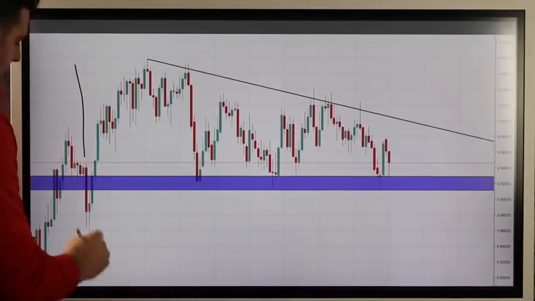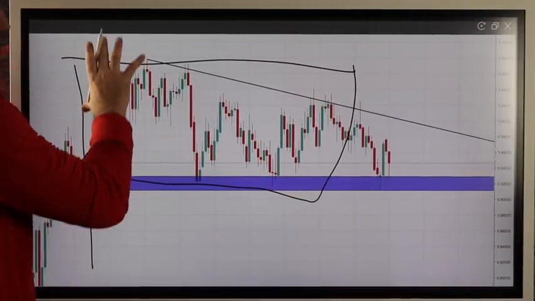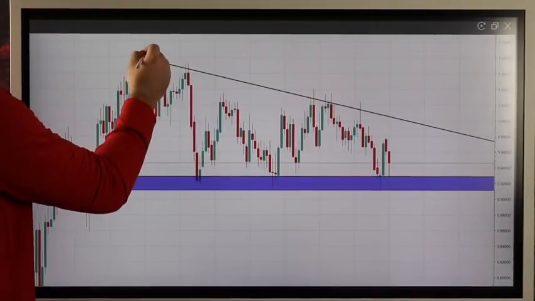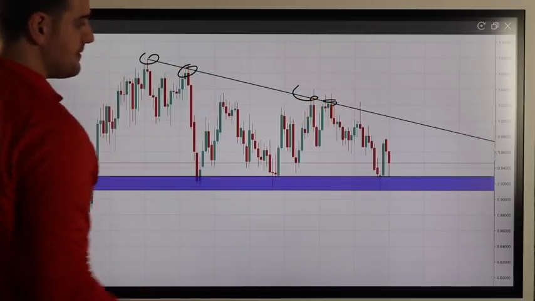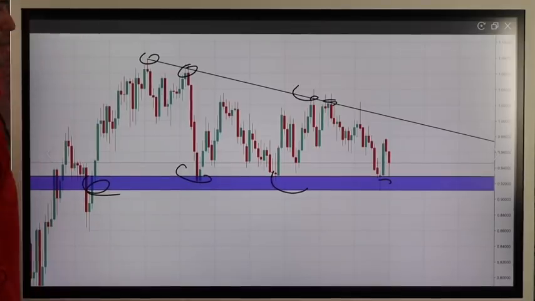This is just a higher time frame flag pattern, a higher time frame wedge. This is simply a squeeze. And by squeeze, I mean price finds the sell sensitivity it needs at its downtrend and finds the buy sensitivity it needs at its lower zone.